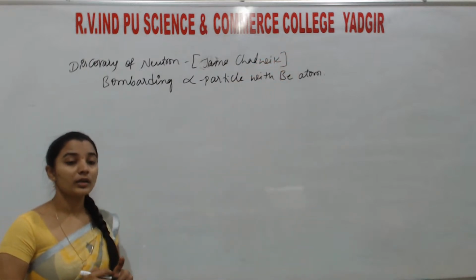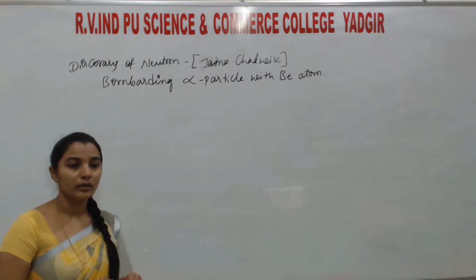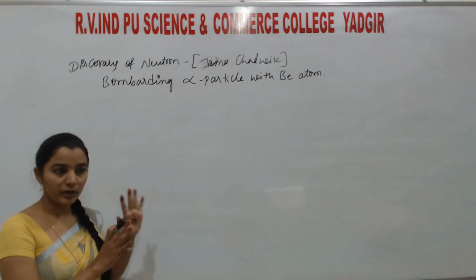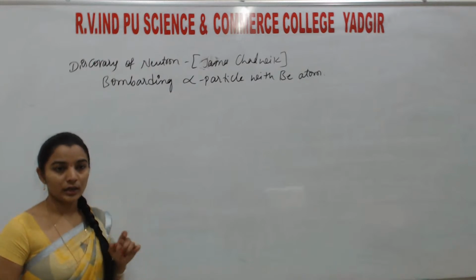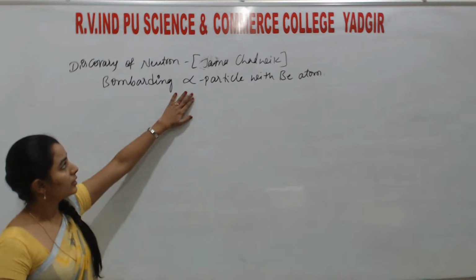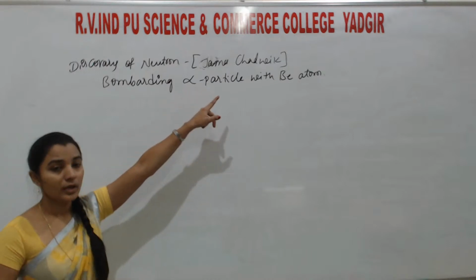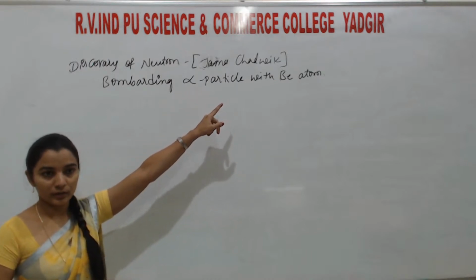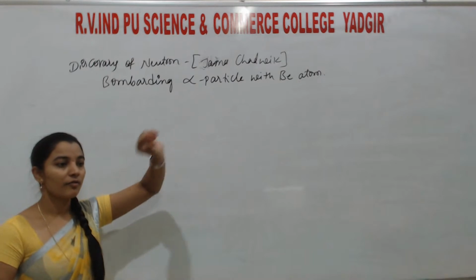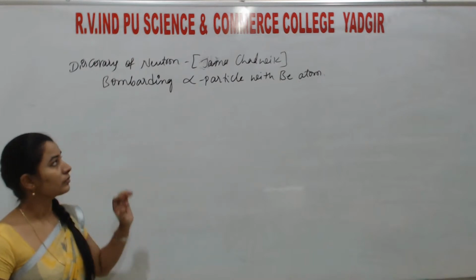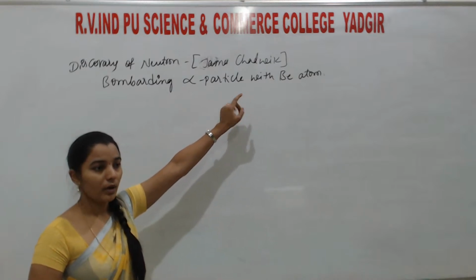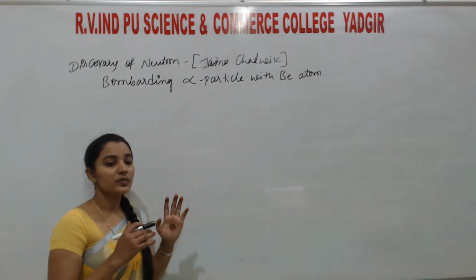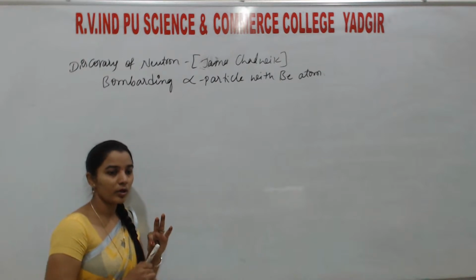The proton is discovered by Millikan. The experiment is Faraday's, of course, but the protons are discovered by Millikan. The electron is by Faraday, and the neutron is by Chadwick. Remember that: scientists who discovered the fundamental particles. Bombarding an alpha particle with a beryllium atom. So students, we came to know that, of course, the electron is there and the proton is there.